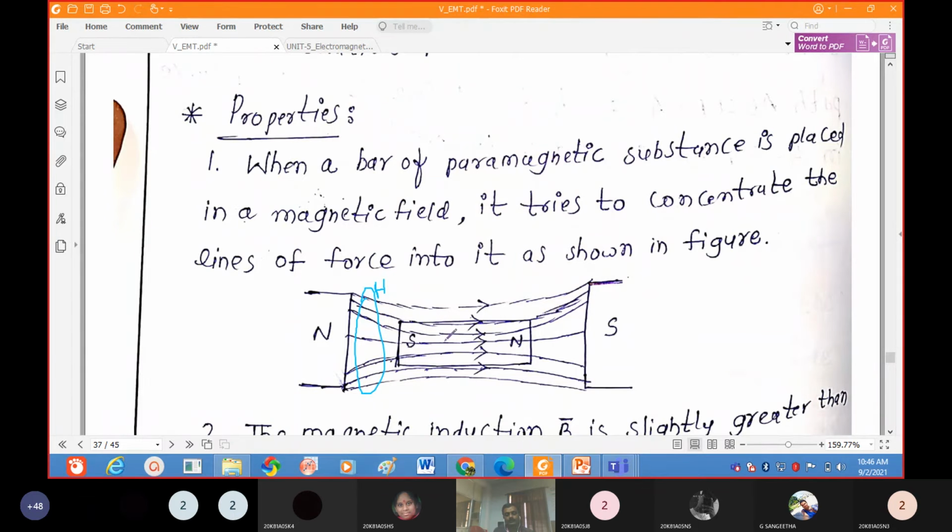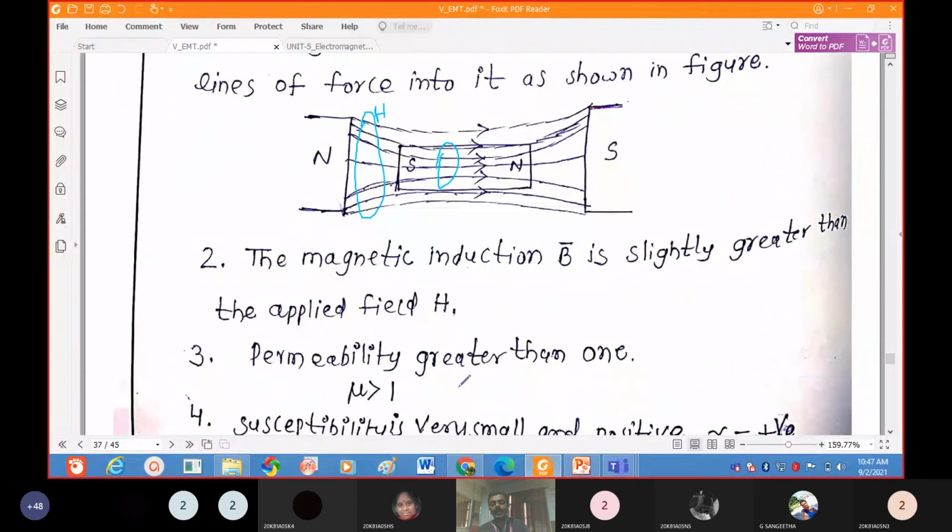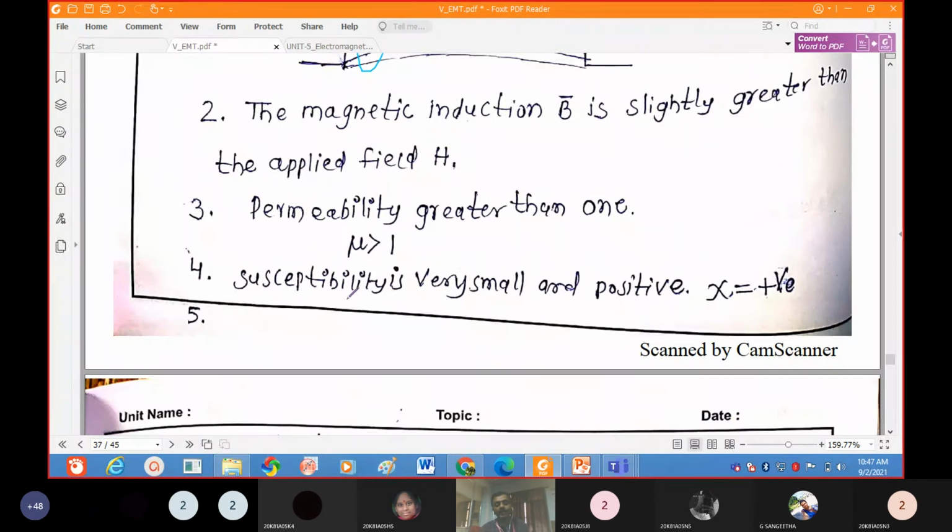Now, B is the number of lines per unit area, not volume. So the number of lines per unit area inside the material is B. If you take B by H, it is greater than 1, because inside the bar magnet the number of field lines is more, meaning the number of field lines per unit area is more. That's why B by H is greater than 1, and so the mu value is greater than 1. The magnetic induction B is slightly greater than the applied field H. Therefore, the mu value will be greater than 1.